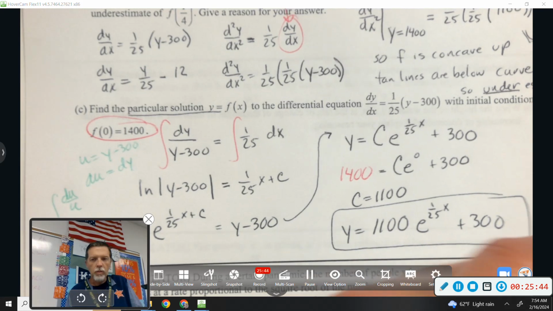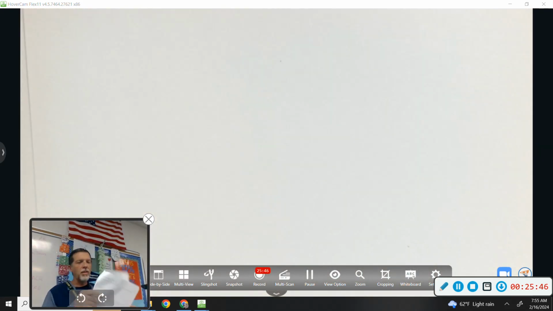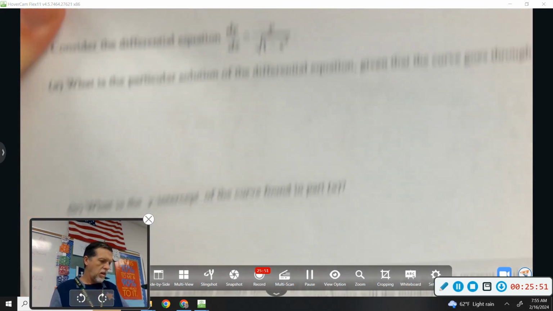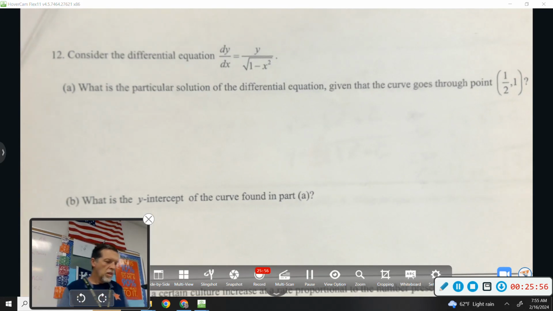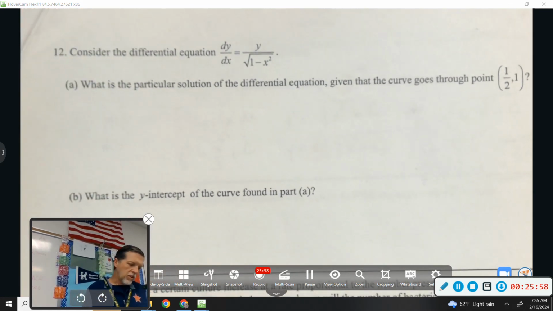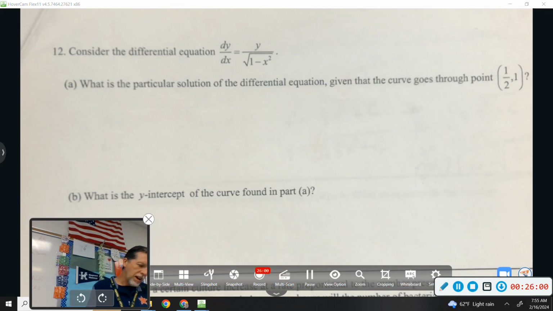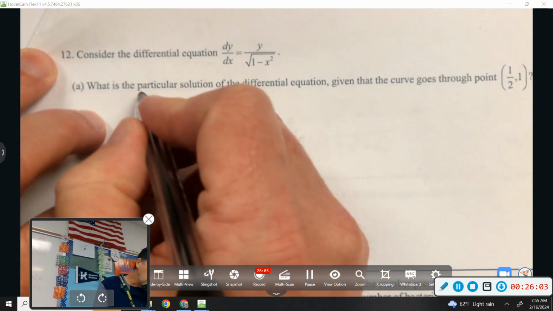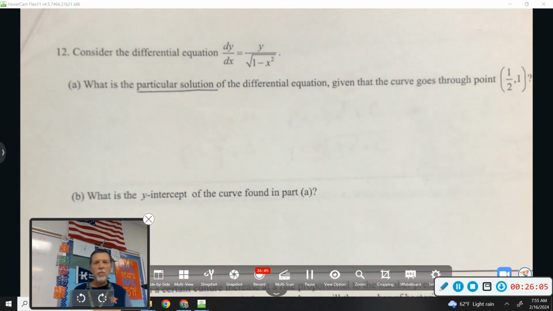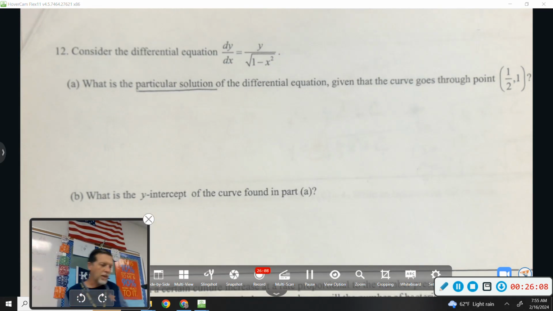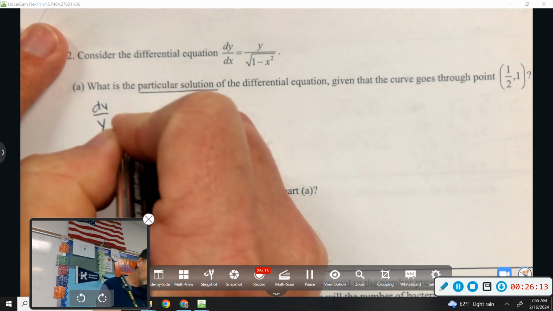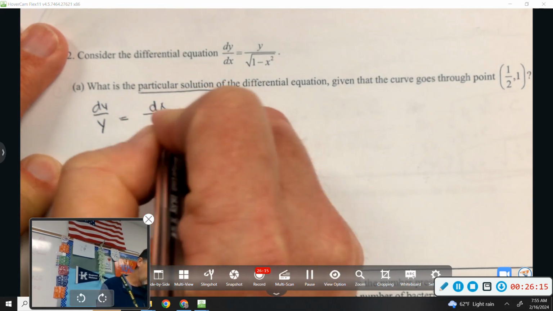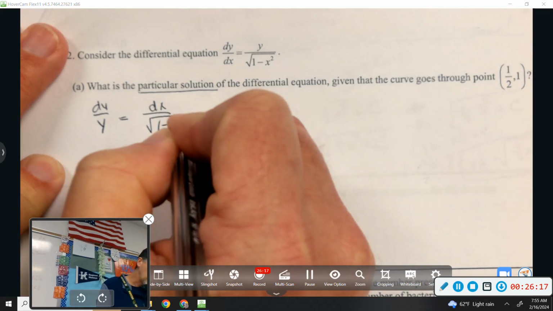All right, one more of my choosing, and then you can pick some if you like. Let's look at number 12. Speaking of knowing the rules. Consider the differential equation. dy dx equals that thing. What is the particular solution? So that means separate, integrate, and use the point it gives us. So dy over y equals dx over square root of 1 minus x squared.